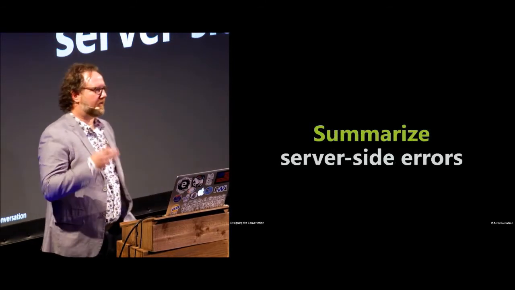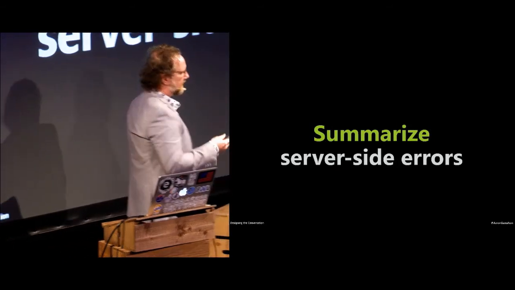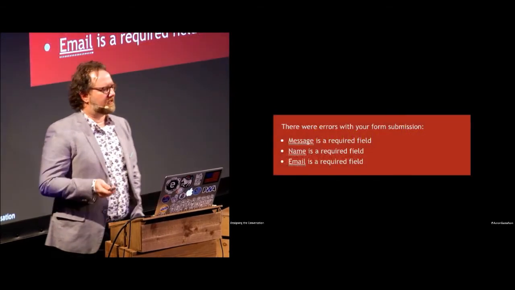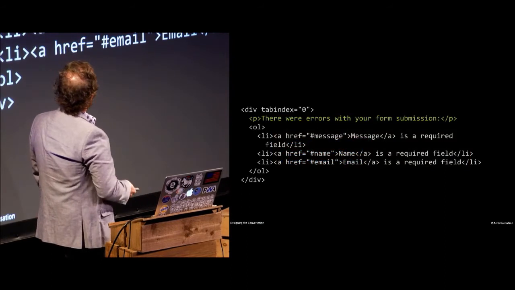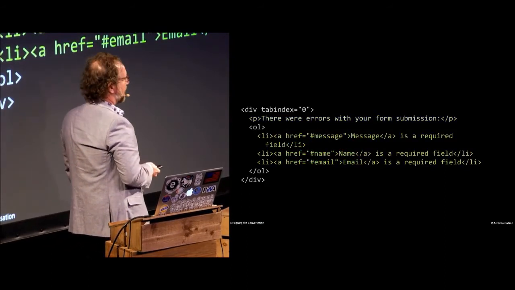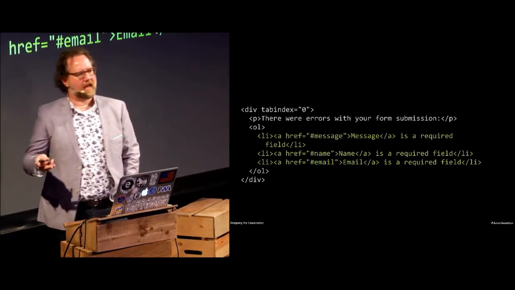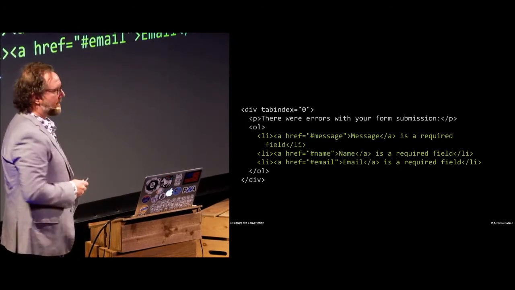So if you are doing a full page refresh or something like that, or taking someone to an error page, you need to do things like summarize what those server-side errors are. So you can put a message like this at the top of the form. And then you can start with a helpful introduction. There were errors with your form submission. And then you could have a list of what those errors are. Lists are great because it actually reads out to people how many items there are in that list. So they could hear, in this case, list of 3 items.